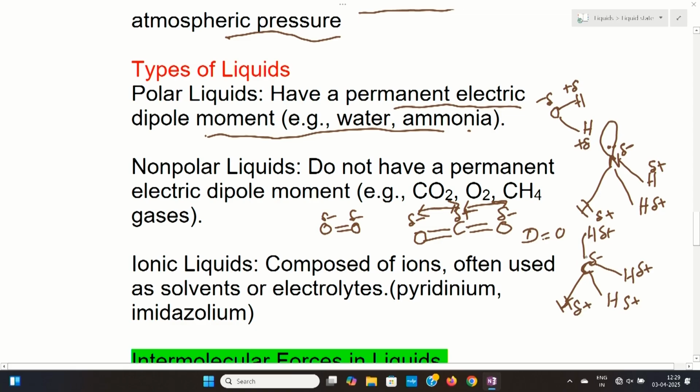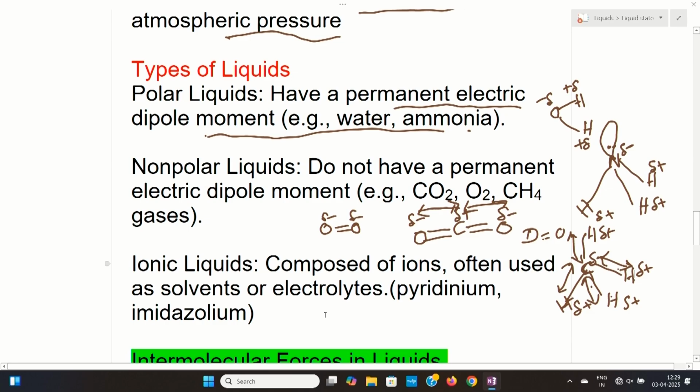In the case of methane, the charges cancel each other. Here this CH bond dipole moment and this CH dipole moment cancel each other, and this CH and this CH mutually cancel each other. Therefore, the dipole moment is 0. Therefore, this methane gas can exist as a non-polar liquid.